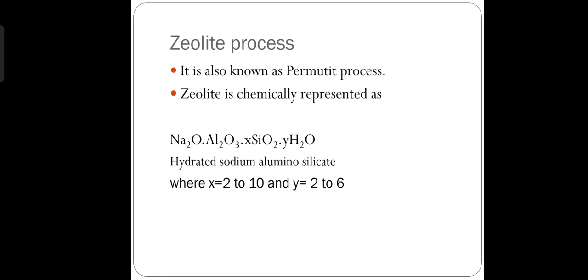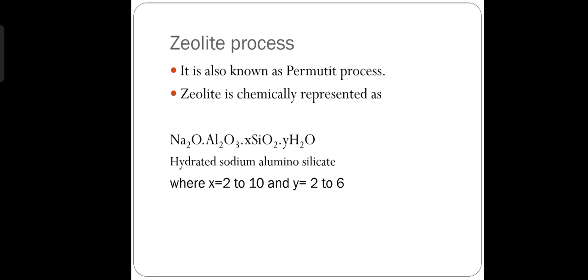The zeolite process is also known as permutit process. It is chemically represented as Na2O, Al2O3, xSiO2, yH2O, which is known as hydrated sodium aluminosilicate. The name only suggests how the formula is assembled. You can easily remember the formula. No need to worry that it is very lengthy, seems to be very hard. No, it's not like that. Hydrated means H2O, sodium Na2O, aluminum Al2O3 and silicate is SiO2.